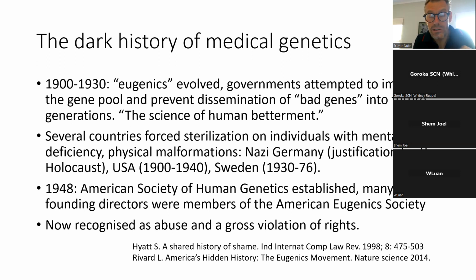Even when the American Society of Human Genetics was established, which is now a very reputable society, many of the former directors of the society were part of the Eugenics Society. It's now recognized, of course, that eugenics is a form of abuse and a gross violation of human rights, and it took 40 or 50 years for people to realize that. But that's certainly the way most people would think today, that eugenics is something very bad and a dark part of the history of genetics. There were much more positive things to come.